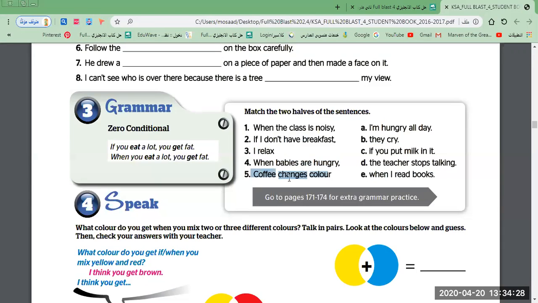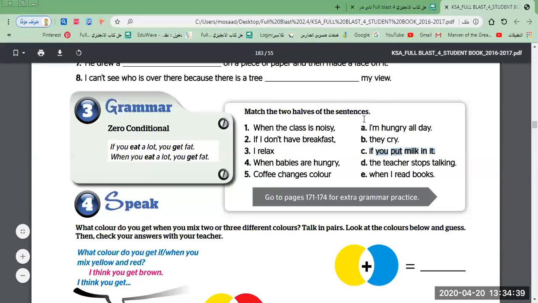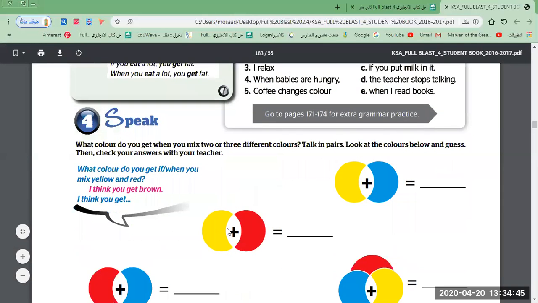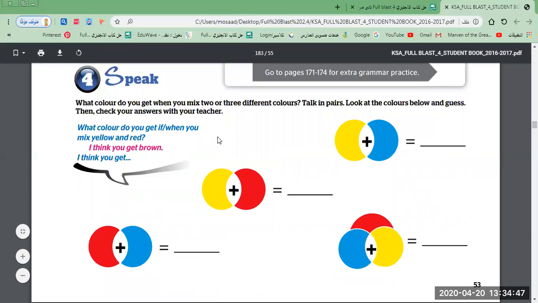Okay. Coffee changes color if you put milk in it. Thank you. If you put milk in it. Mr. Rakan, now, what color do you get if you mix red and blue? Look here, the one down here.